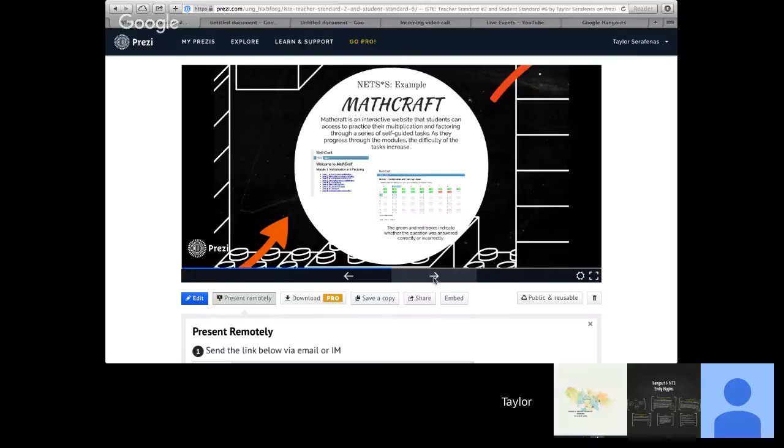I also really enjoyed how the Mathcraft had different levels to it, so they would be able to skip certain levels if they were too easy, or take a little more time on levels that they considered to be harder for them. The boxes also light up green when the students would answer the multiplication and factoring questions correctly, and they lit up red when it would be incorrect. So they can go back, check their work, and I just thought it was a really interesting site to use.